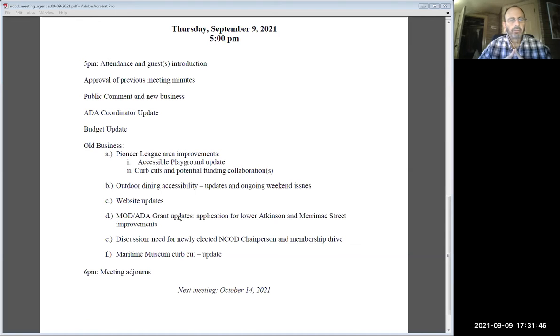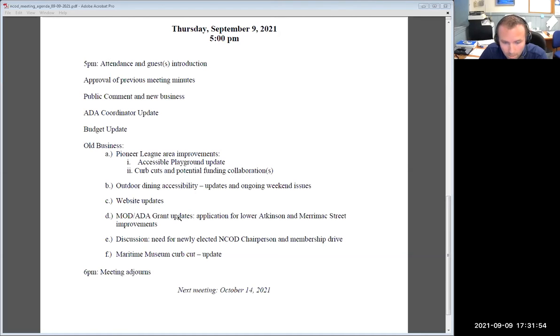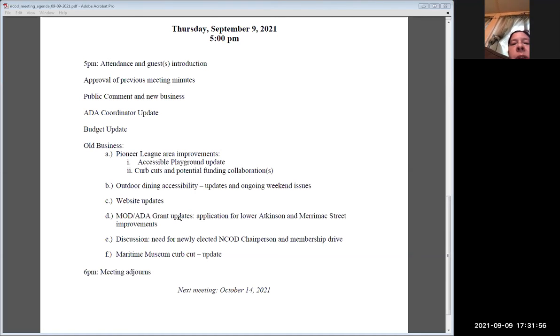Item B, outdoor dining accessibility updates and ongoing weekend issues. So, I'm sorry, Dennis. Let me just quickly give everyone a rundown. I got a report from a resident who frequents the downtown that on the weekends, a lot of the outdoor dining and signage is really encroaching on the sidewalks more and more. And this was something that they had observed at multiple areas and wanted to let me know about it. They didn't have any specifics, but I did put Dennis to task on it.